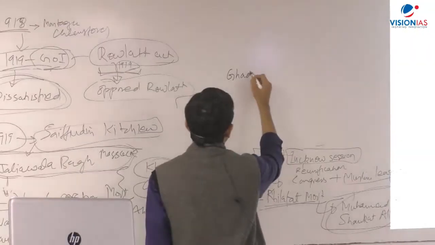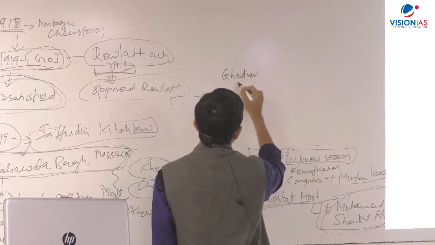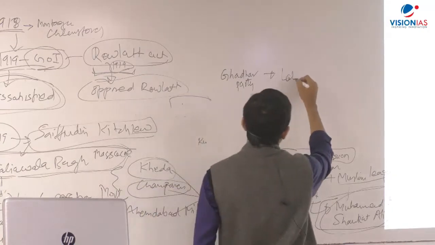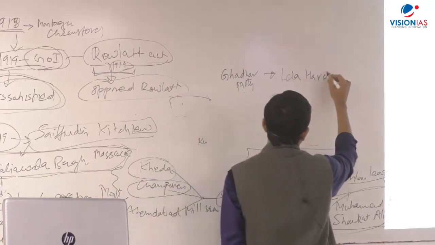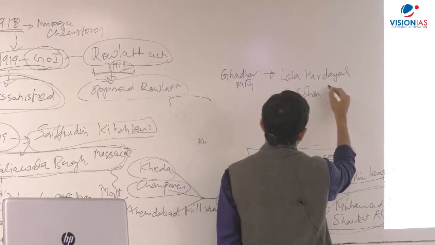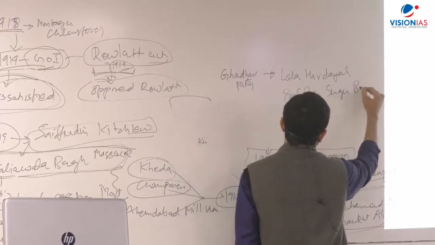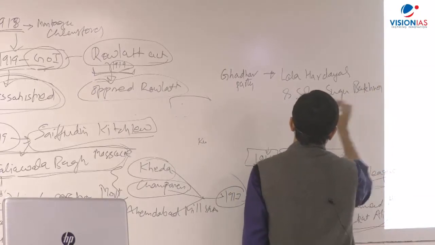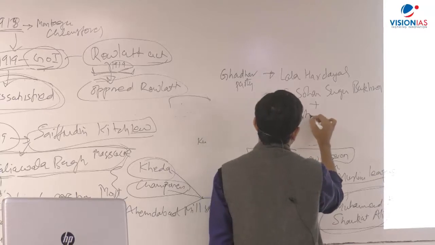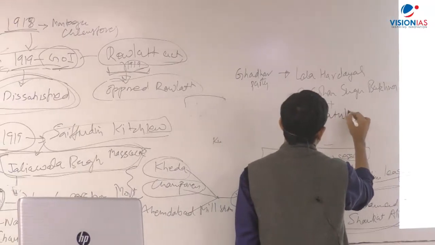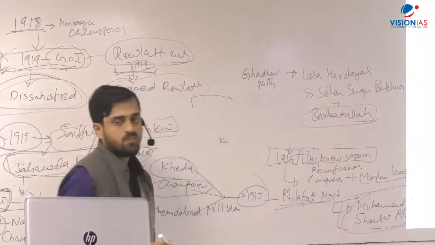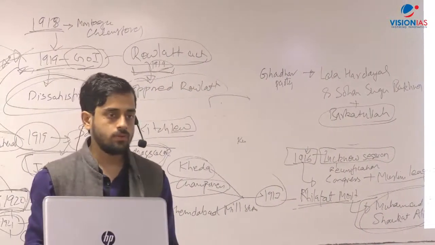Now the Ghadar party was formed by Lala Hardayal and Sohan Singh. Also, Barkatullah was an important part of the initial founders.